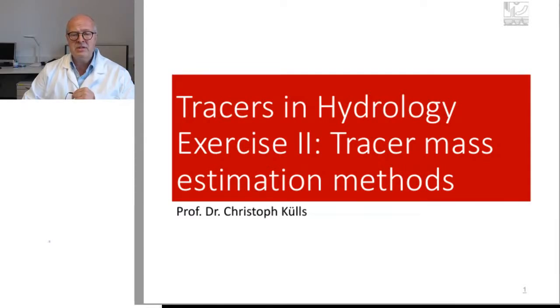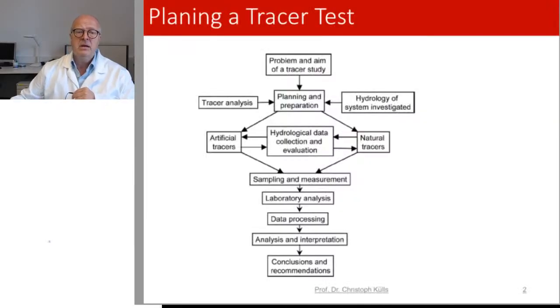And I would like to start now with tracer mass estimation methods. Now, this is the outline of a tracer test. So this is how we actually plan a tracer test. These are the different steps of a tracer test. Now, we have a problem and an objective of the tracer study. For example, we want to know the source of a pollution. We want to know the velocity of tracer transport, of water transport. We want to know, are there preferential flow paths?